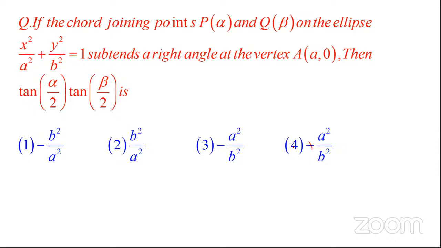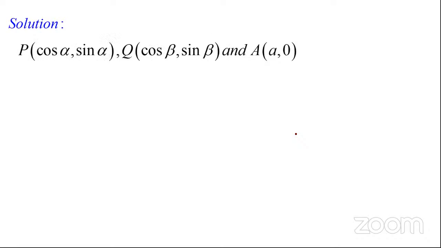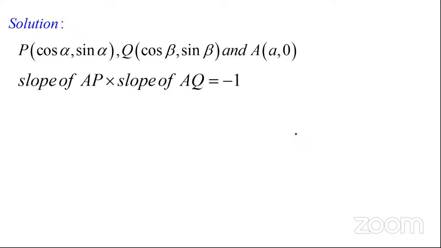So the chord joining points P(alpha) and Q(beta) on the ellipse subtends a right angle at the vertex A, that is (a, 0). Then we have to find tan(alpha by 2) into tan(beta by 2). We just have to use the perpendicular slopes. The point P is (a cos alpha, b sin alpha), and Q is (a cos beta, b sin beta). A is (a, 0). So the slope of AP into the slope of AQ is nothing but minus 1.